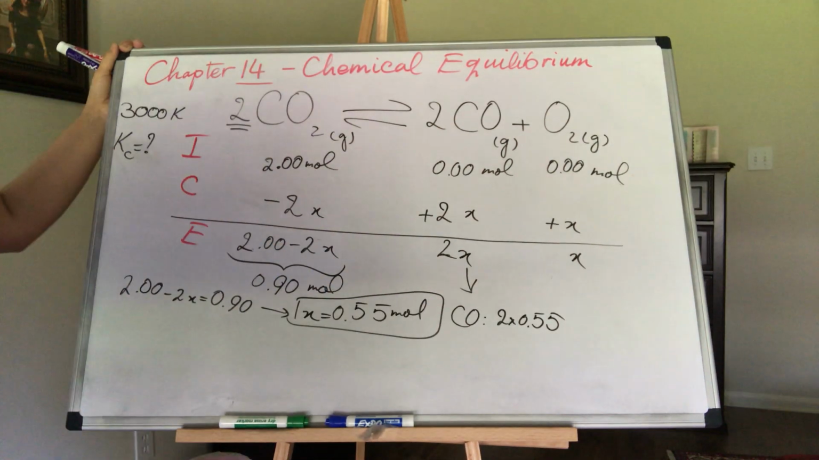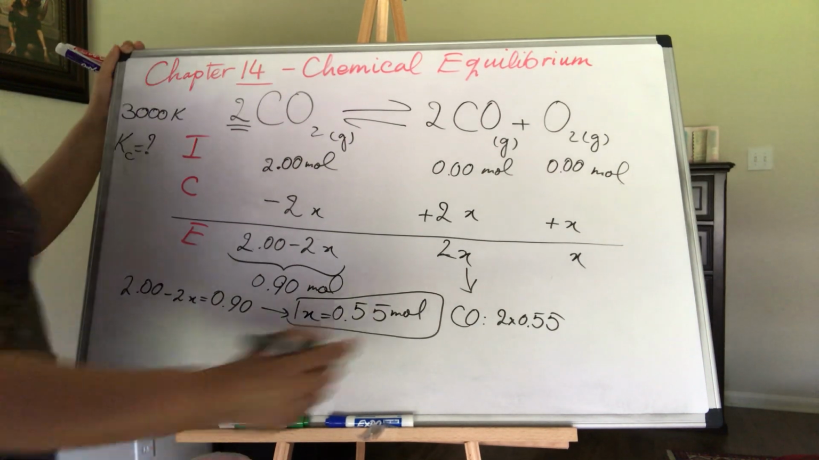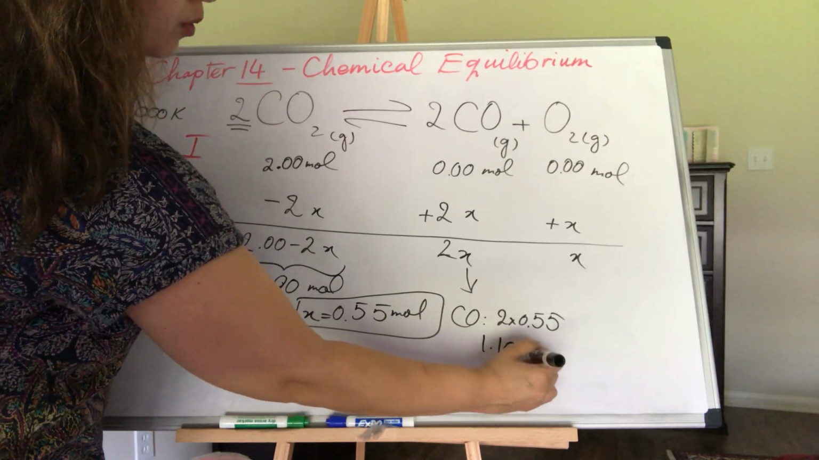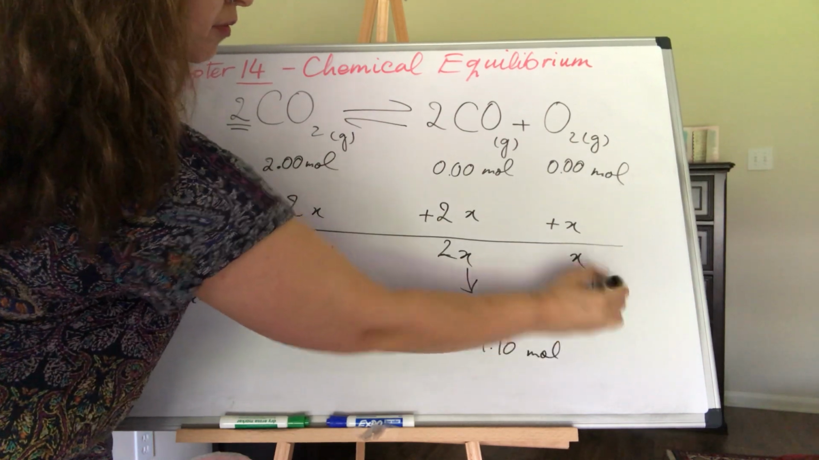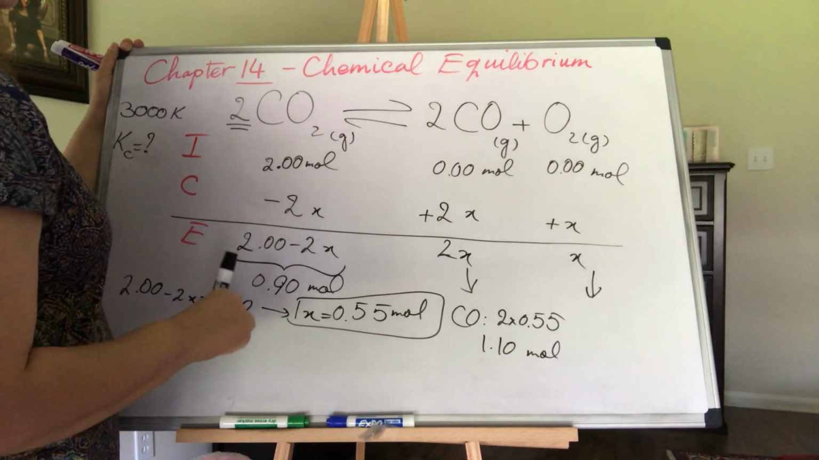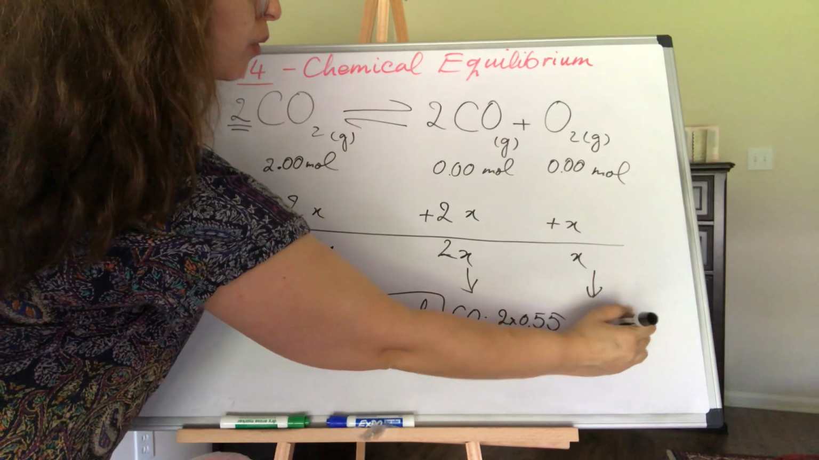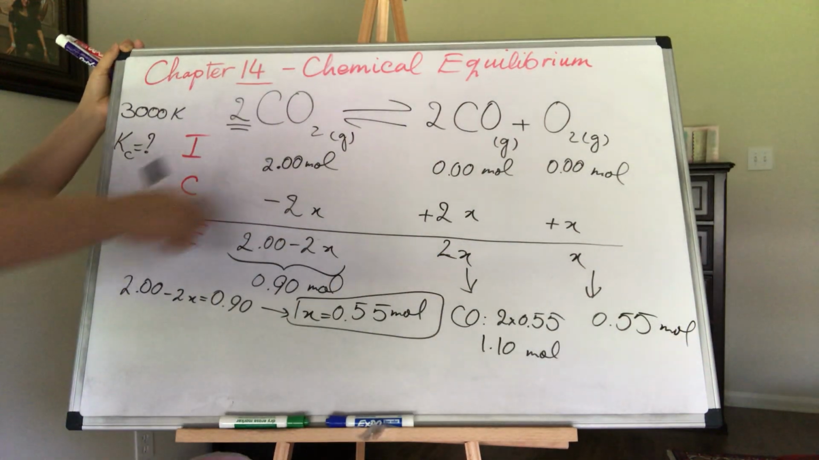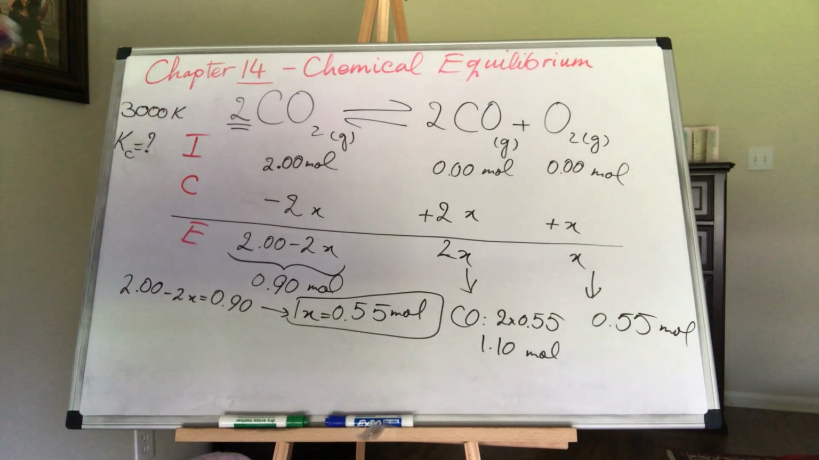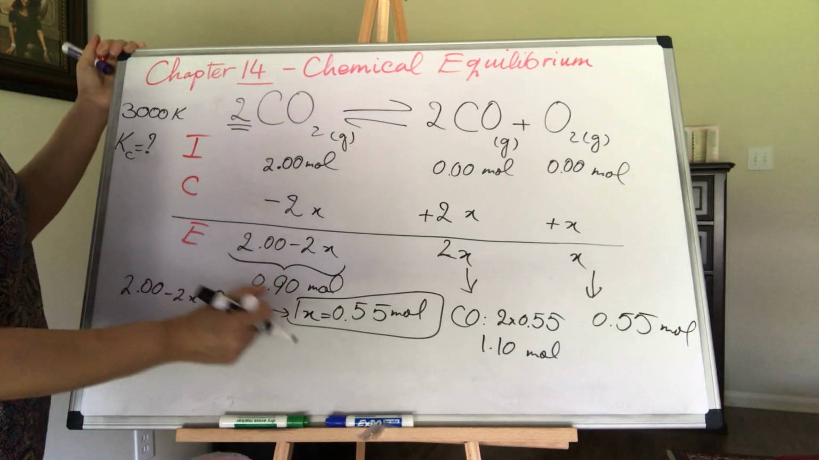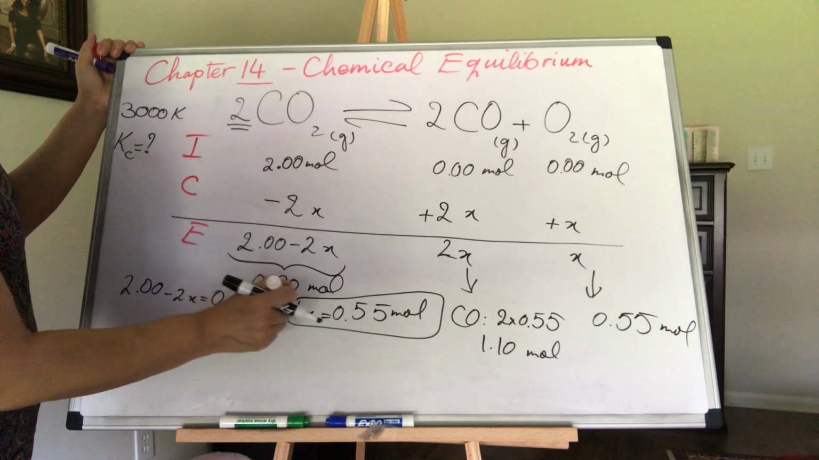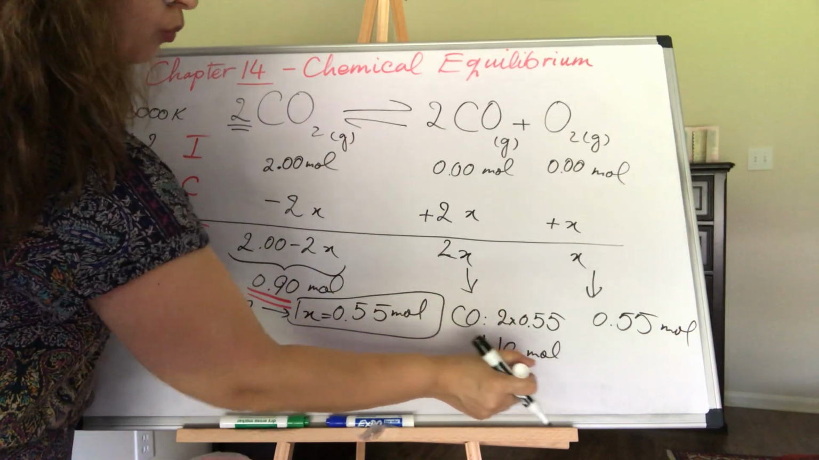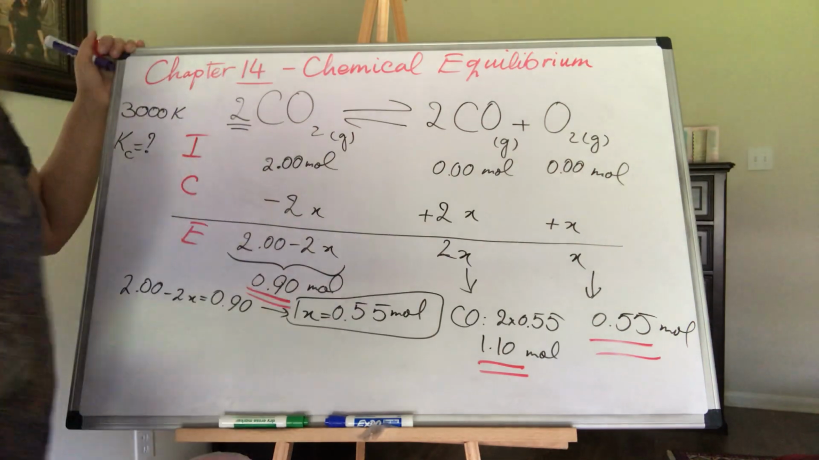0.55, correct? It's going to be 1.10 moles, and for oxygen it is just x, and x is 0.55 moles. So those are the concentrations. Those are the number of moles, correct? So you will end up having 0.90, 1.10, and 0.55.